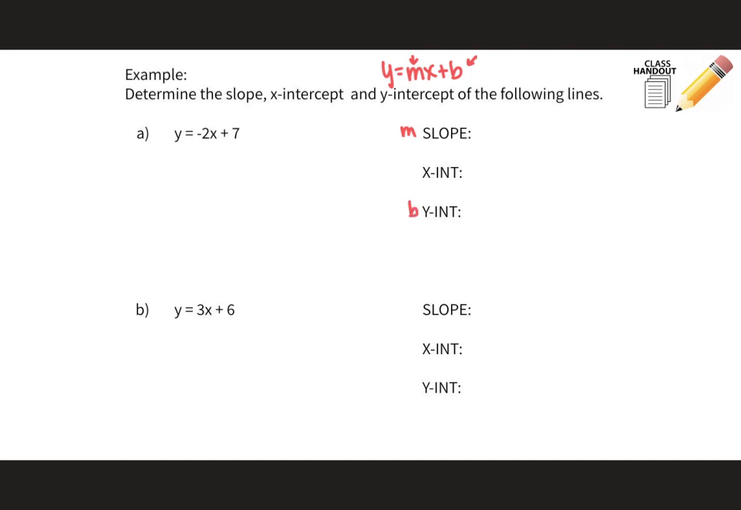Looking here at my equation, y equals negative 2x plus 7, my slope is m equals negative 2, and my y-intercept is 7. But remember, our y-intercept is always written as a point, so it's going to be (0, 7). To find my x-intercept, we're going to plug in y equals 0, because we know our x-intercept is going to be (something, 0). So this is going to be 0 equals negative 2x plus 7.